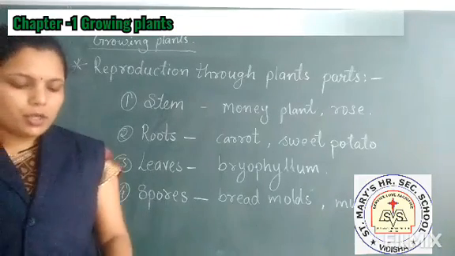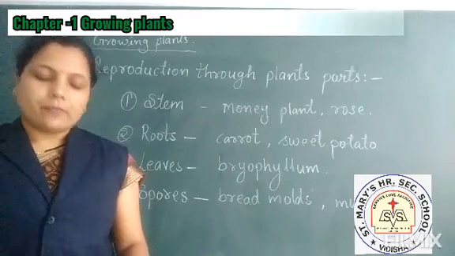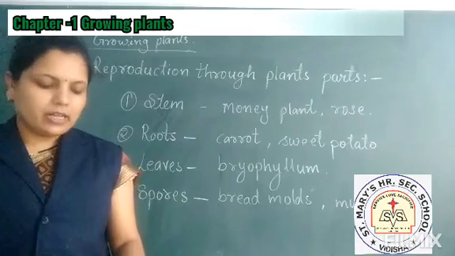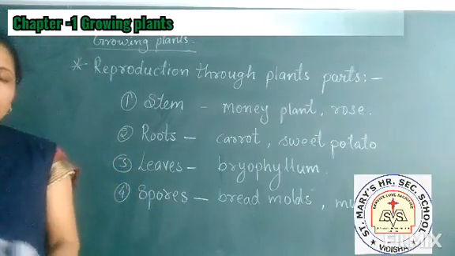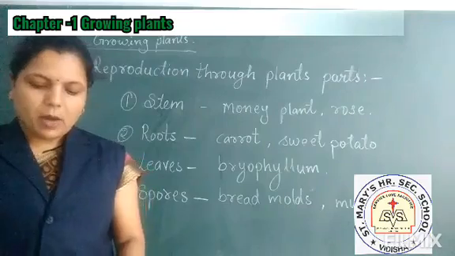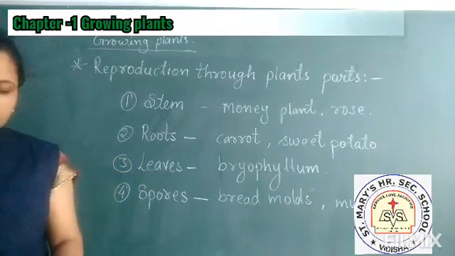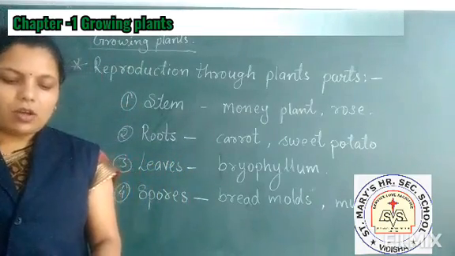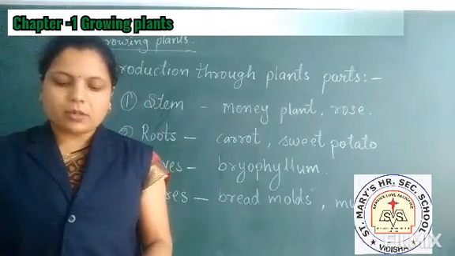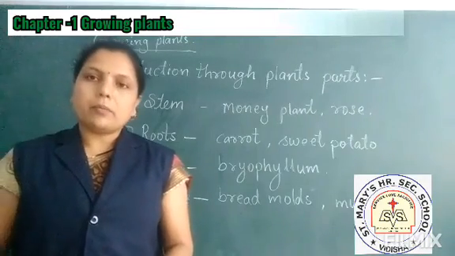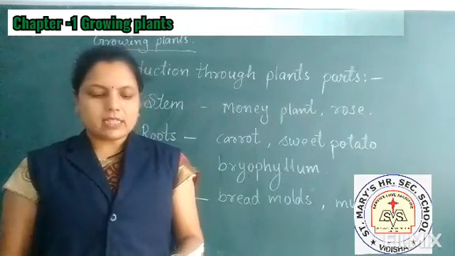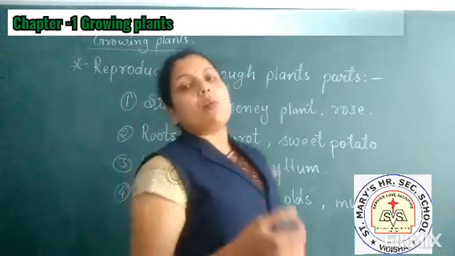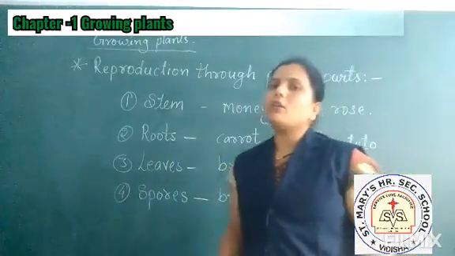So students, you might have seen shoots emerging from a potato and ginger stored in your kitchen. If you observe a potato and ginger, you will find several small buds or eyes on them. New plants grow from these eyes or buds. Potato and ginger are actually underground stems.